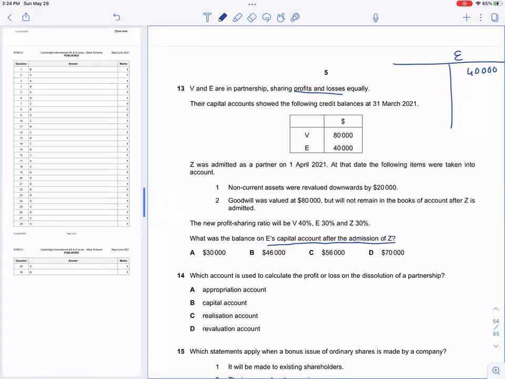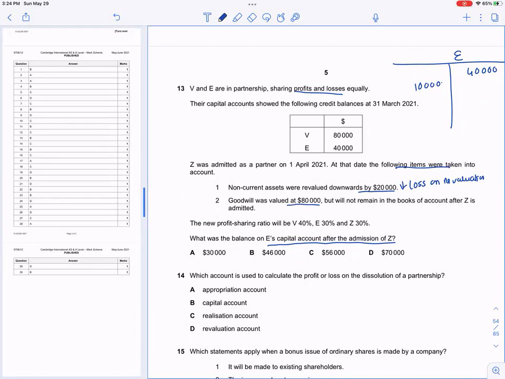He brought non-current items. On that date, the following items were taken into account. Non-current assets were revalued downwards. That means this is loss on revaluation, right? Yep. Debit side. Loss on revaluation will be distributed amongst the partners in the old ratio. 10,000, 10,000 will go to E.